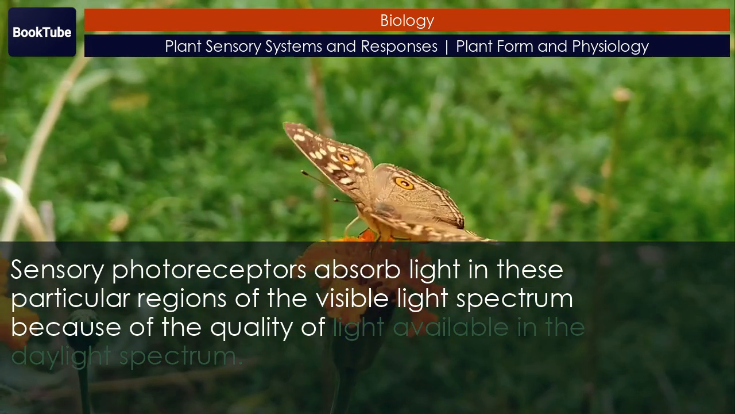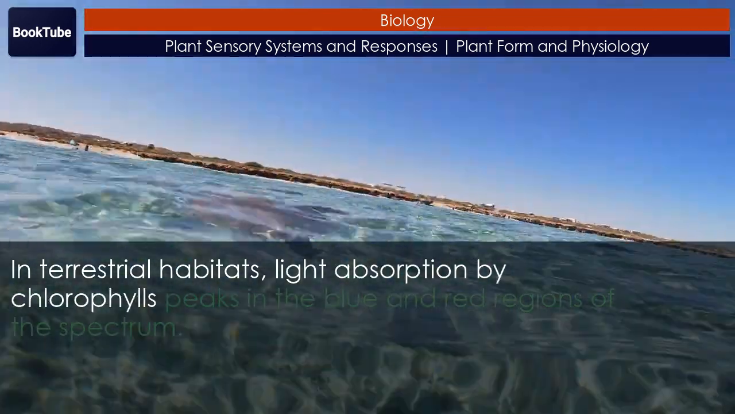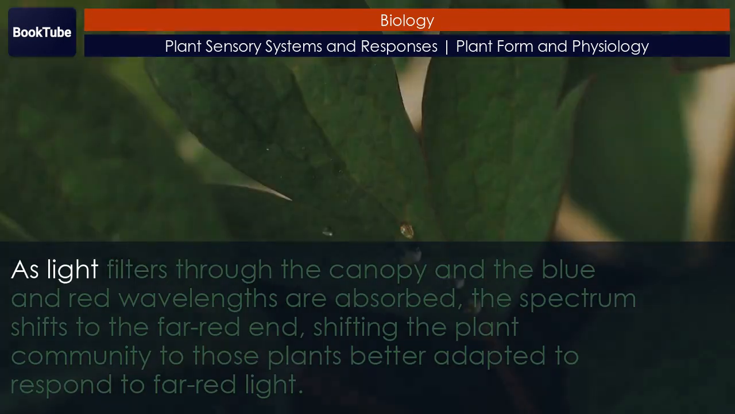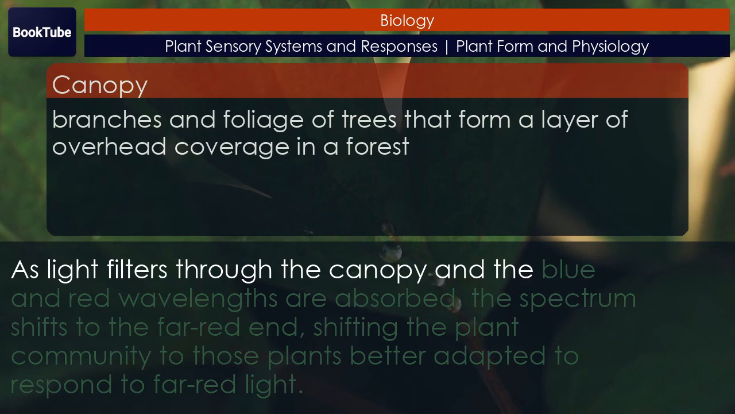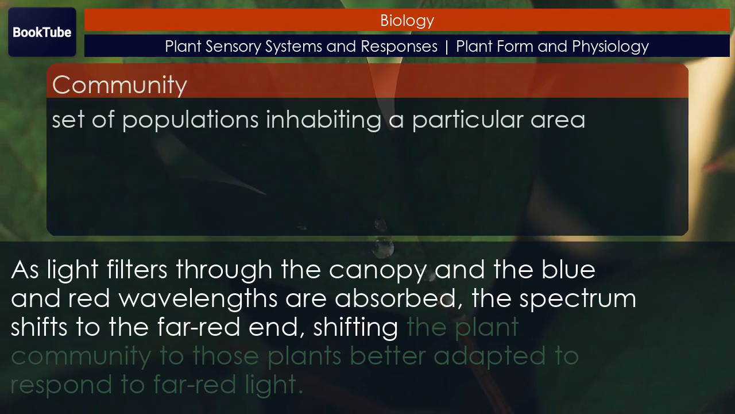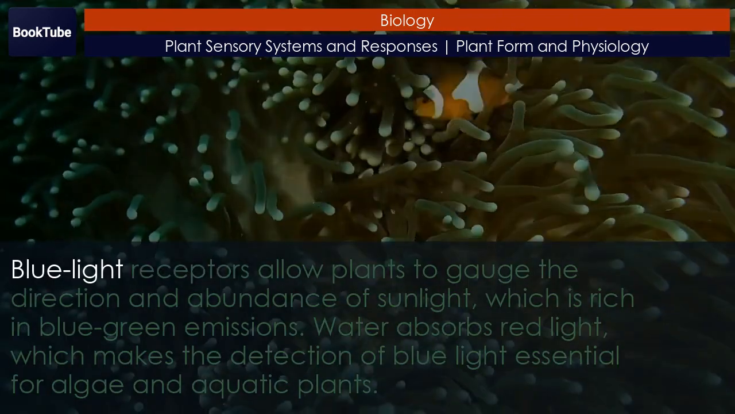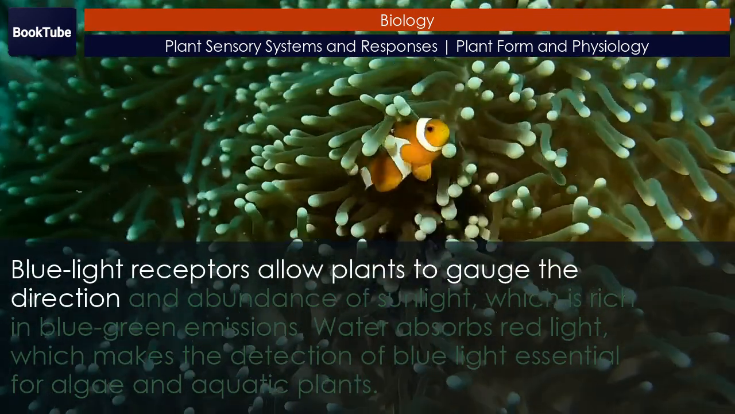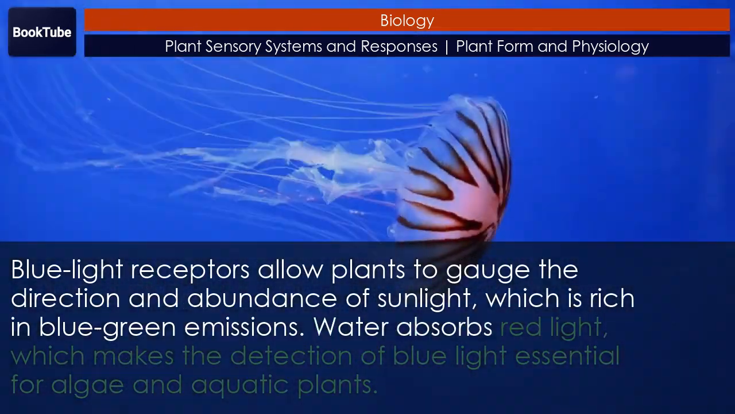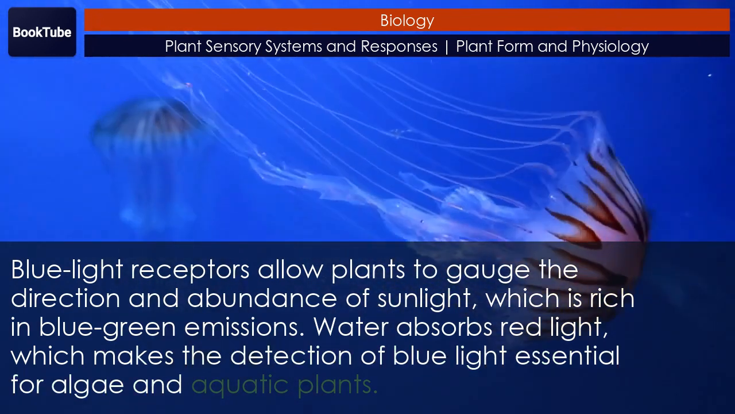Because of the quality of light available in the daylight spectrum, in terrestrial habitats, light absorption by chlorophylls peaks in the blue and red regions of the spectrum. As light filters through the canopy and the blue and red wavelengths are absorbed, the spectrum shifts to the far red end, shifting the plant community to those plants better adapted to respond to far red light. Blue light receptors allow plants to gauge the direction and abundance of sunlight, which is rich in blue-green emissions. Water absorbs red light, which makes the detection of blue light essential for algae and aquatic plants.